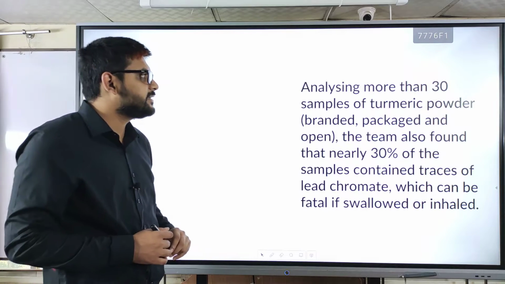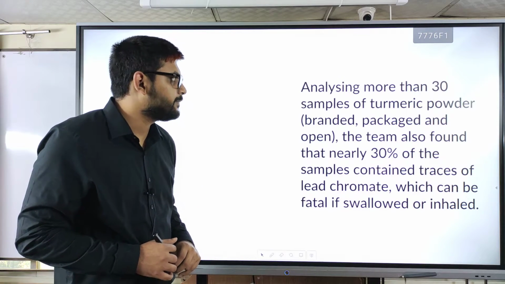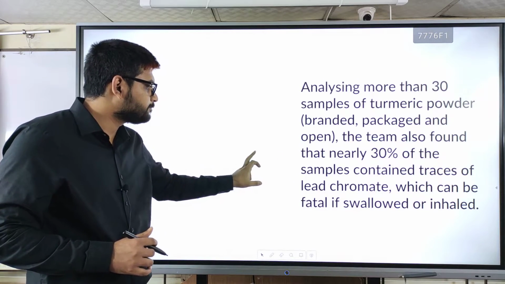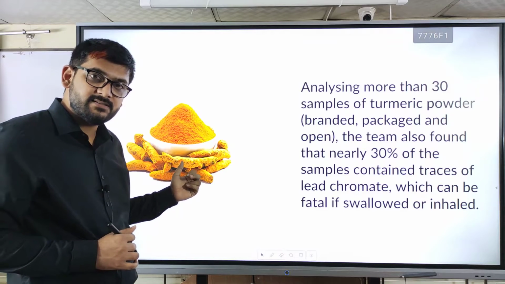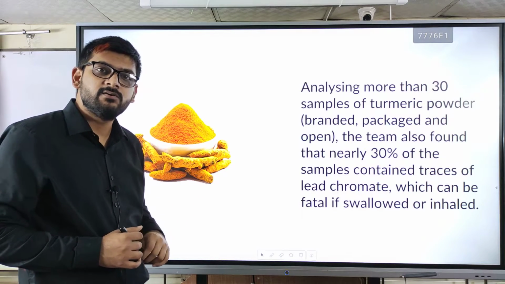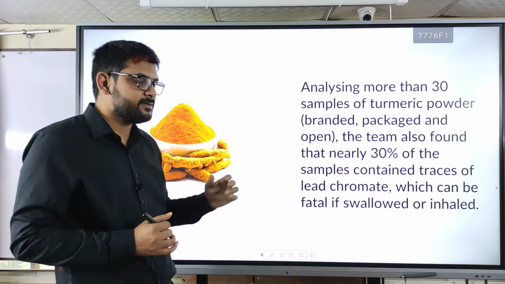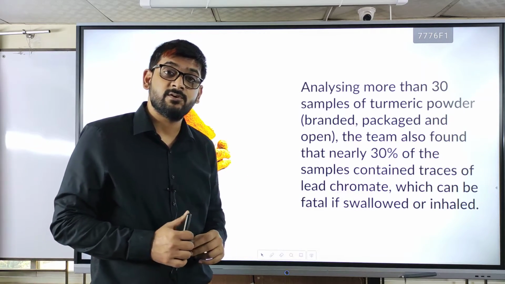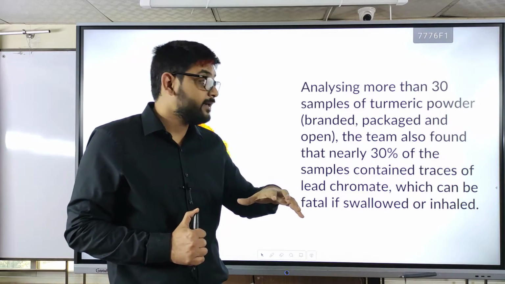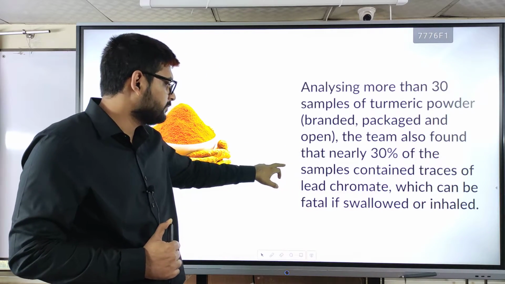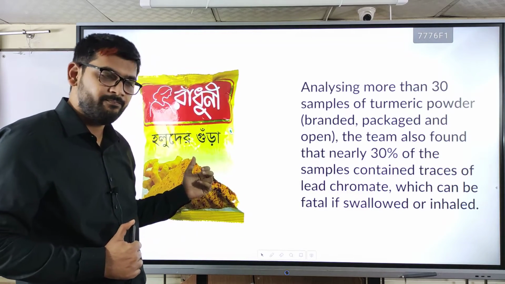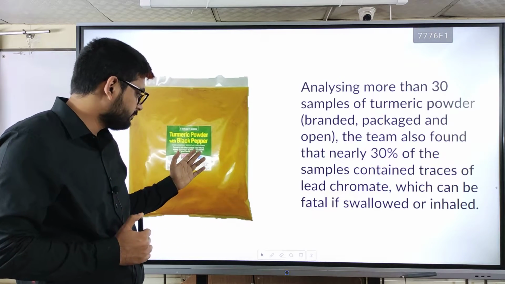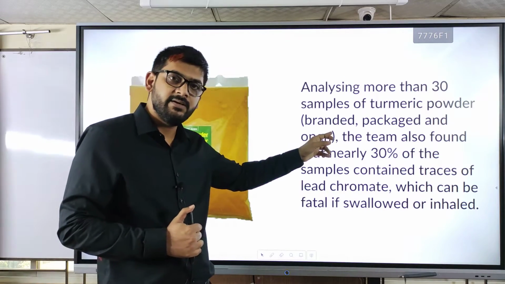Okay. Analyzing more than 30 samples of turmeric powder. What is turmeric powder? Turmeric powder is a spice that we use in our cooking. Okay. So the survey team collected 30 samples of turmeric powder. The 30 samples are not from the same source, of course. Some of them are branded, brands like Radhuni. Some of them are packaged but not branded, and some of those are openly sold.